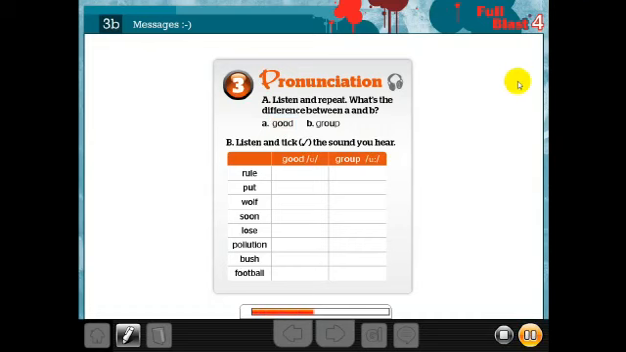B. Listen and tick the sound you hear. Good. Group. Rule. Put. Wolf. Soon. Lose. Pollution. Bush. Football.